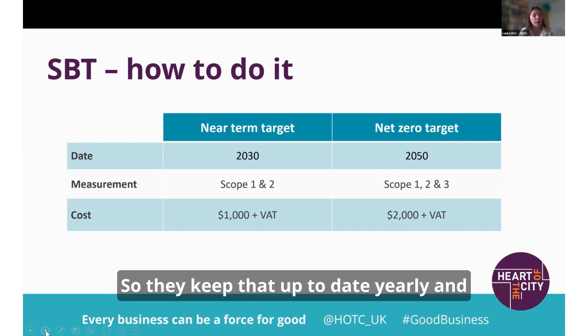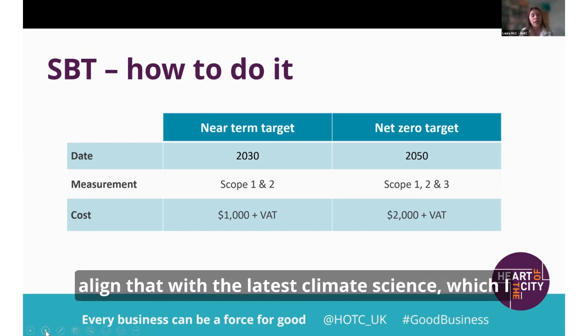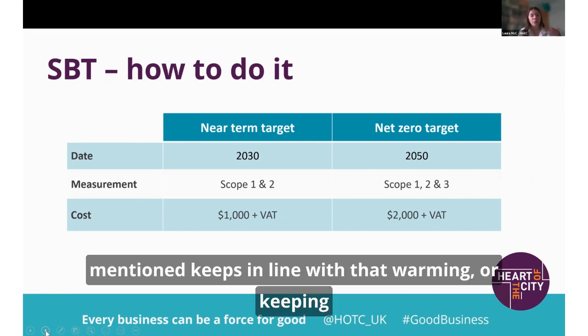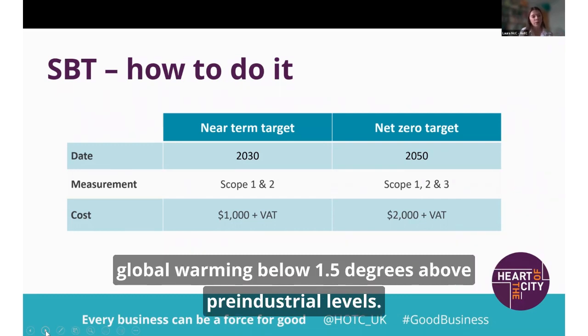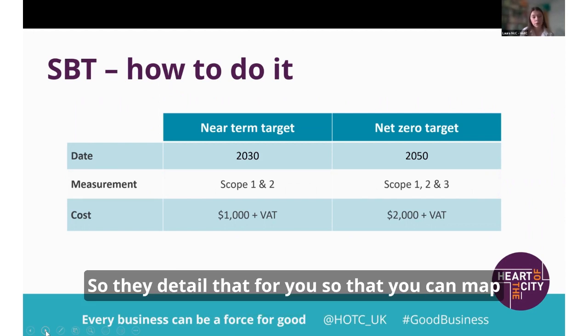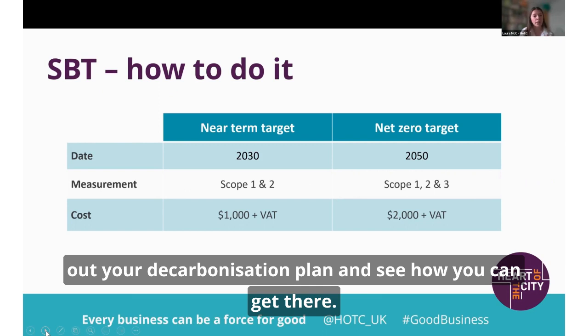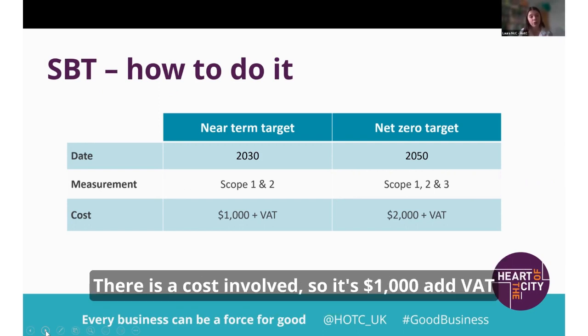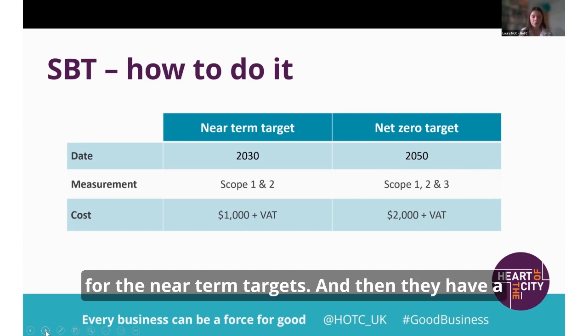So they keep that up to date yearly and align that with the latest climate science, which I mentioned keeps in line with keeping global warming below 1.5 degrees above pre-industrial levels. So they detail that for you so that you can map out your decarbonisation plan and see how you can get there. There is a cost involved, so it's $1,000 plus VAT for the near-term targets.